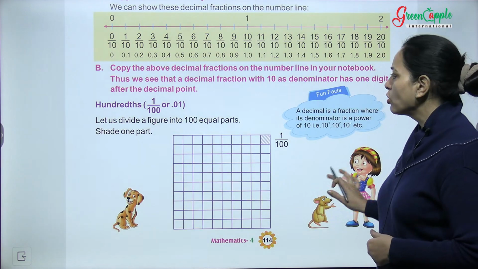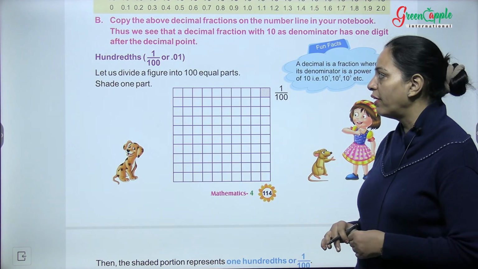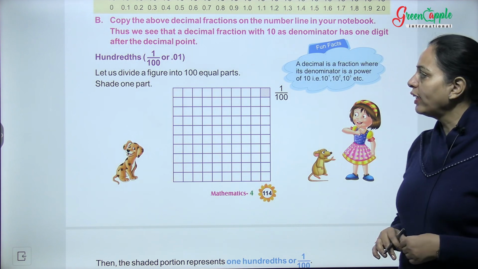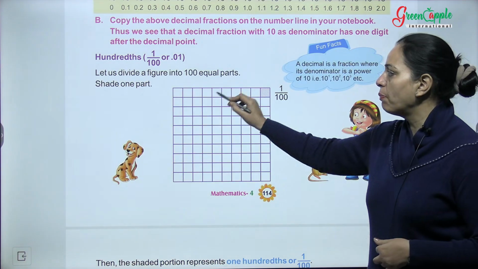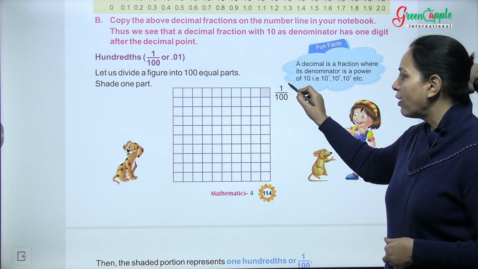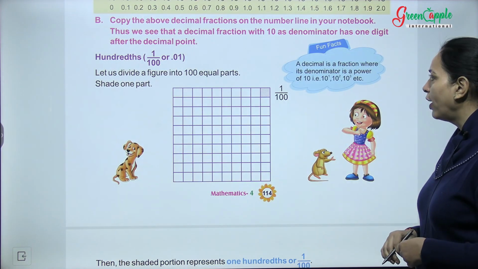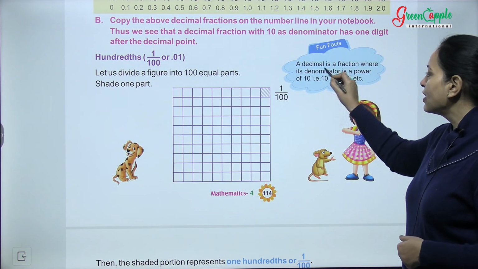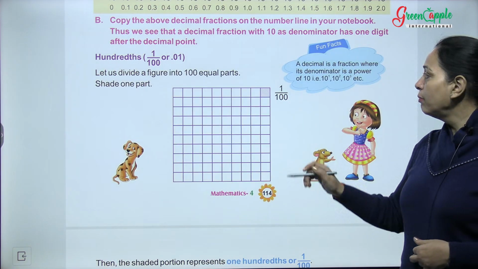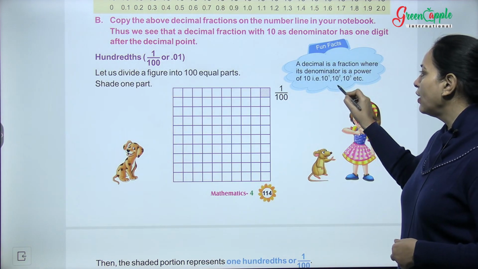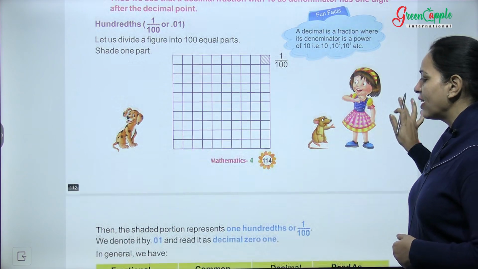Now next we are talking about hundredths. Hundredth means 1 by 100. And how can we write it? 0.01. So let us divide a figure into 100 equal parts. Shade one part. This is showing 1 upon 100, 1 out of 100. Fun fact: a decimal is a fraction where its denominator is a power of 10, meaning 10 raised to power 1, 10 raised to power 2, 10 raised to power 3, etc.